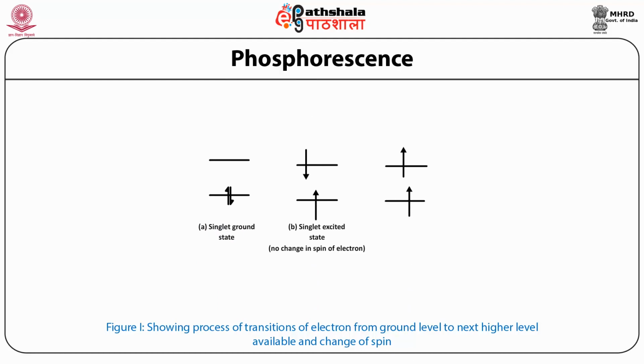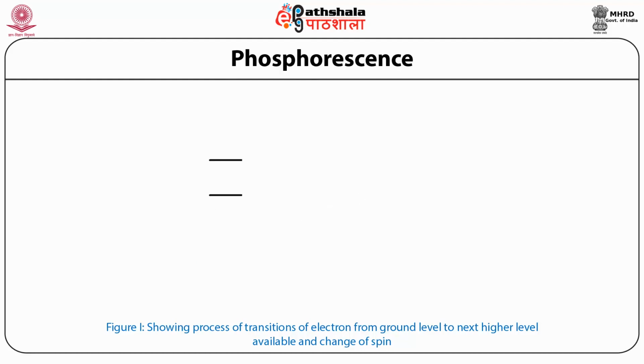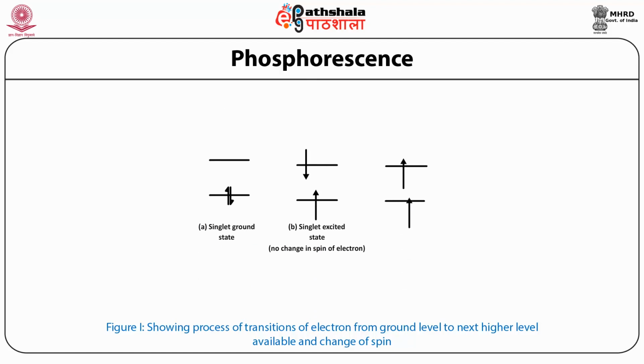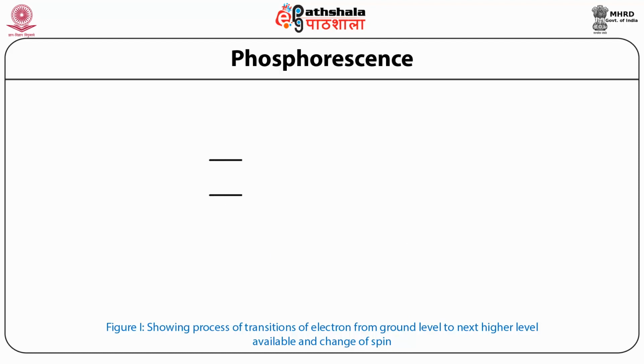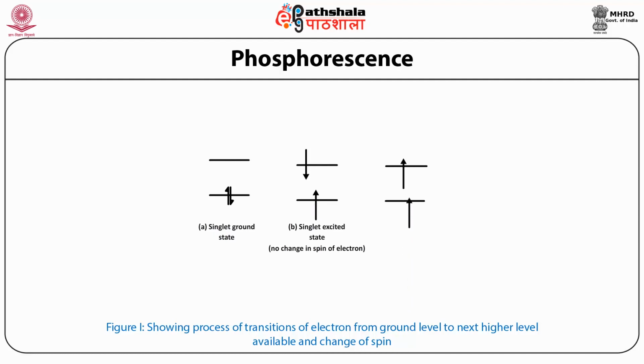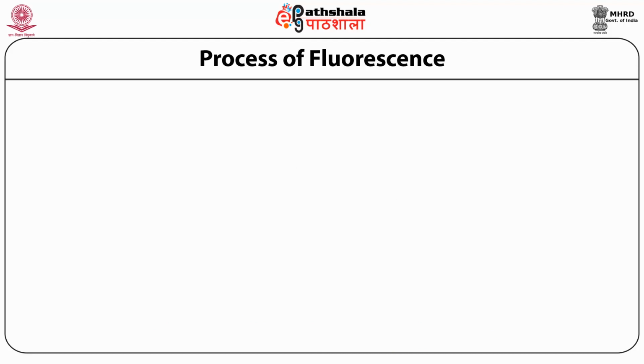So A is the singlet ground state, where two electrons with opposite spin are in the lowest occupied orbital available. And B is the singlet excited state, whereby a molecule or atom has absorbed energy and one of the electrons goes into the next higher level available with no change in spin of the electron. And the third state is the triplet state, where the electron, after absorbing and moving into a higher level, has changed its spin.